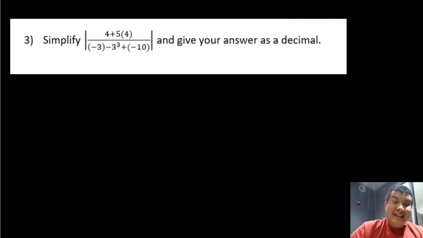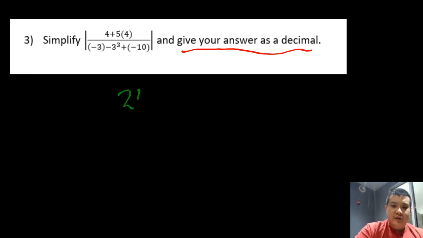Here, this example is slightly different because we have a fraction, okay? And that entire fraction is in absolute value. What that means is that we need to simplify both the numerator and the denominator before dividing. It says give your answer as a decimal, so that means we have to do this division eventually. So we're going to simplify the top part. That's going to be easy enough. 5 times 4 is 20. 20 plus 4, or 4 plus 20, is 24.